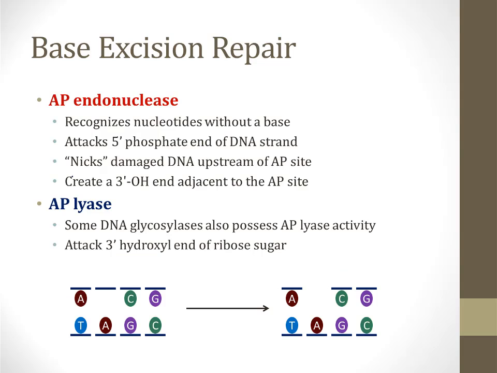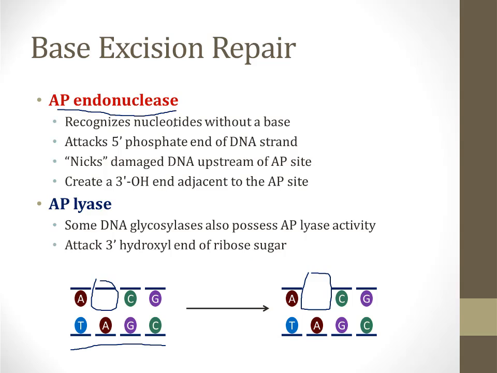To understand the next step in base excision repair, let's look at the bottom of the screen once again. So now we have a baseless nucleotide in a single strand of DNA, and the next step in base excision repair is to remove the nucleotide backbone so that we create a gap in a single strand of DNA. There are two enzymes that play a role in this process. The first one is called AP endonuclease.